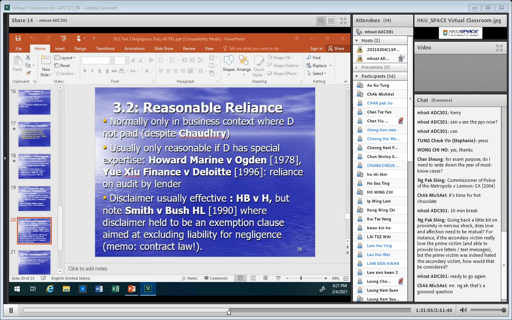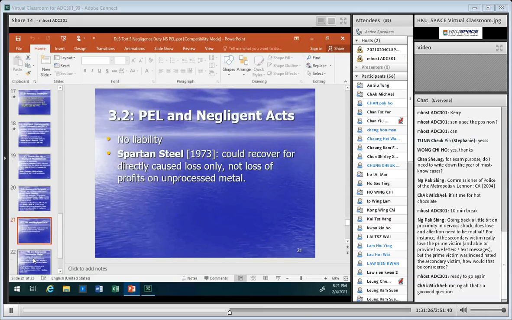All right, so everybody, that's how we're going. Pretty well on duty of care. Quick look at pure economic loss, where it's not negligent words, it's negligent acts. And I'm just trying to line up my mouse here. He's got a long way to go. He's got two screens. Oh, there you are.